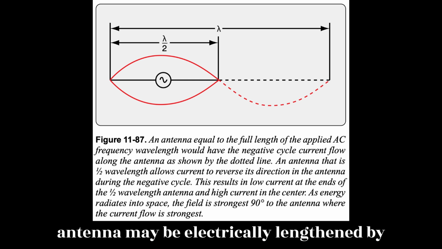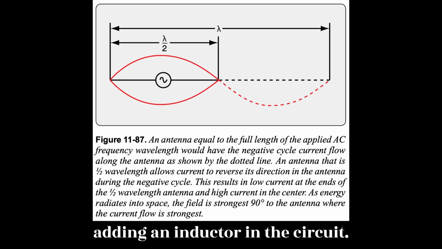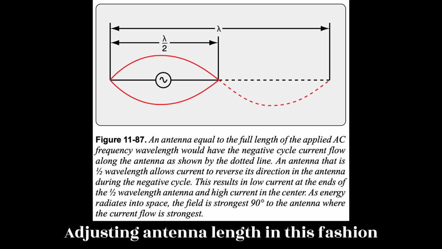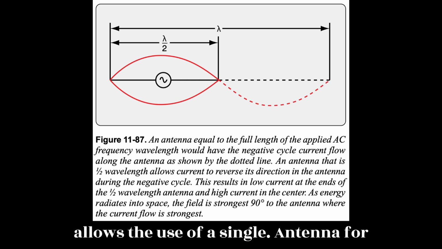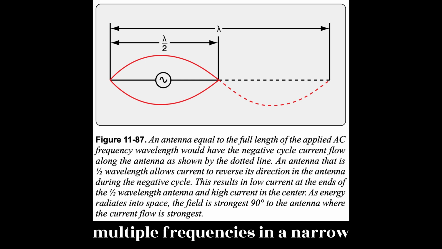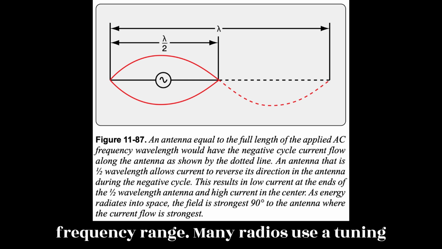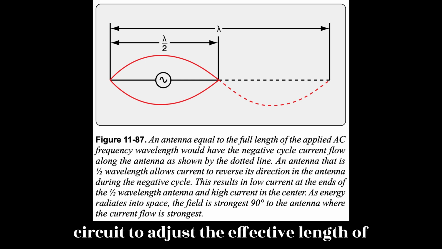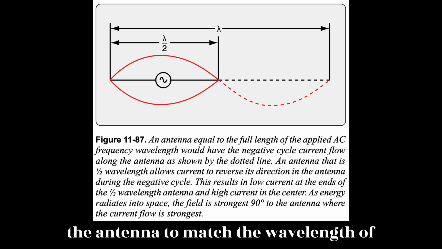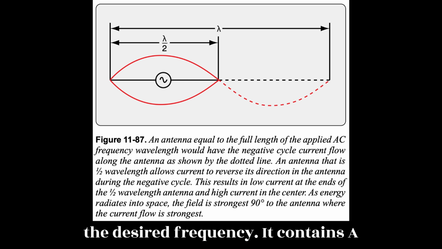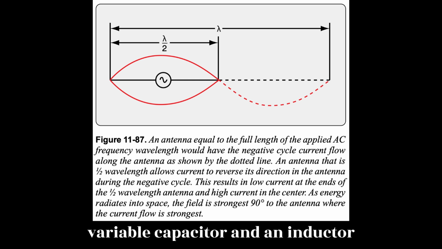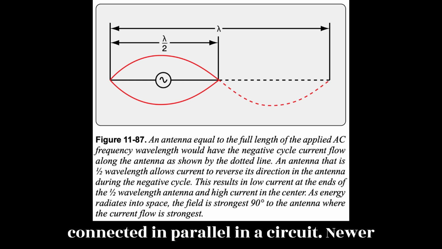An antenna may be electrically lengthened by adding an inductor in the circuit. Adjusting antenna length in this fashion allows the use of a single antenna for multiple frequencies in a narrow frequency range. Many radios use a tuning circuit to adjust the effective length of the antenna to match the wavelength of the desired frequency. It contains a variable capacitor and an inductor connected in parallel in a circuit.